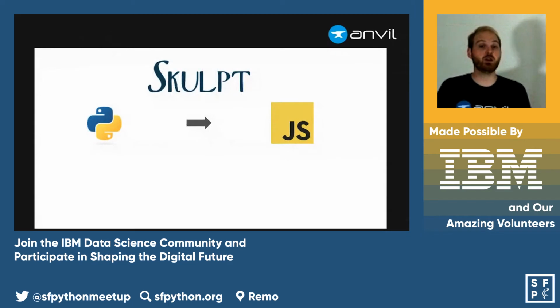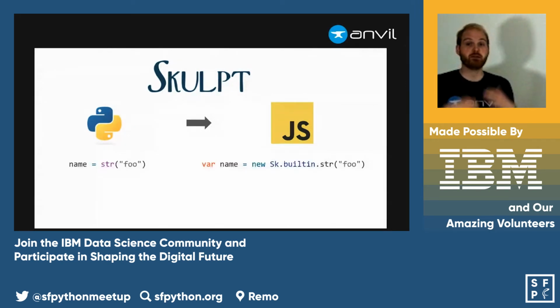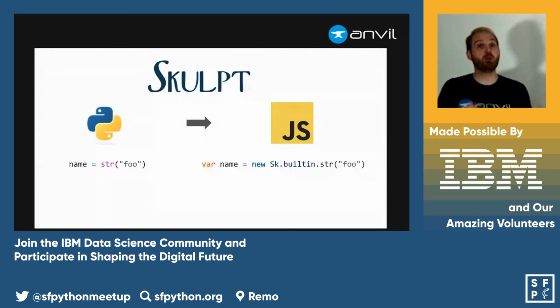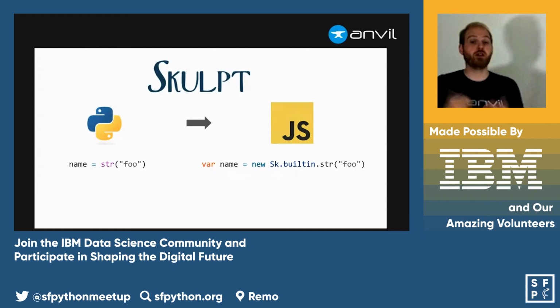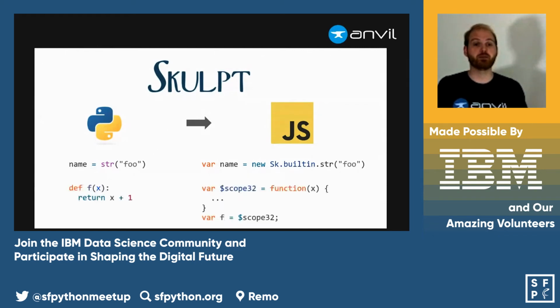And for this, we use an open source project called Skulpt, which is a Python to JavaScript compiler. You feed it a Python expression, it will produce some JavaScript code that does the same thing. You give it a Python function, it will produce, honestly, the ugliest JavaScript function you have ever seen, but it will have the same effect as that Python code.